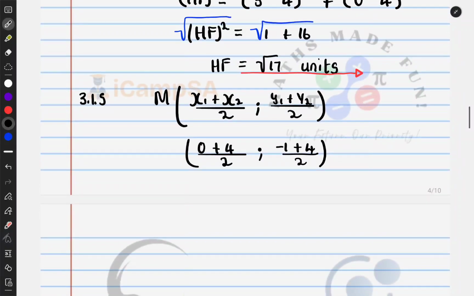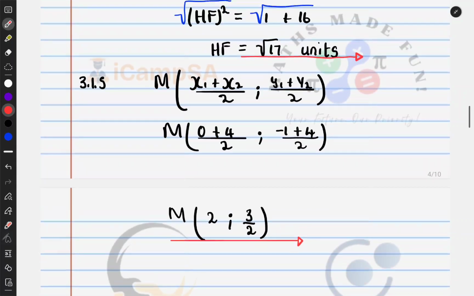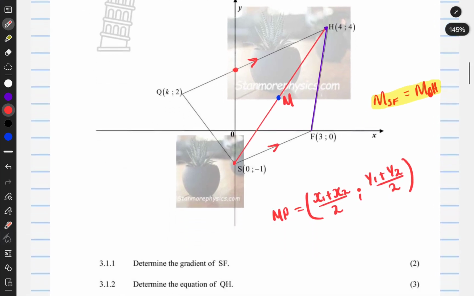Therefore, the coordinates of the midpoint will be 0 plus 4 is 4, divided by 2, that will be 2. And -1 plus 4 is 3, divided by 2. So those are the coordinates of the midpoint. They are both positive. Now let's confirm that they lie in the first quadrant, because they will both be positive there. And indeed, the midpoint M of HS is found in the first quadrant.